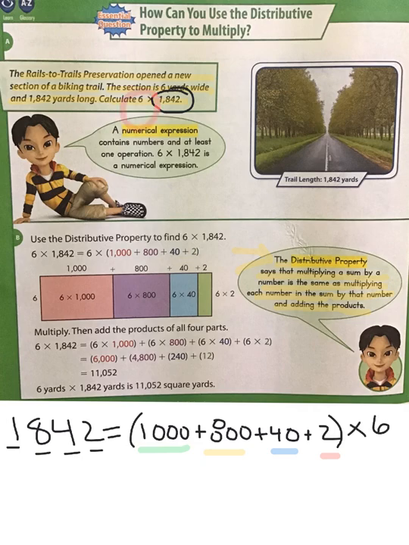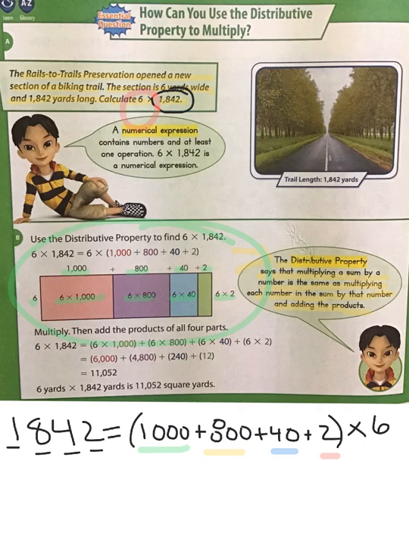Before we multiply, let's take a look at this little picture over here. When we broke apart 1,842, we have our 1,000 right here, our 800 right here, our 40 right here, and our 2 right here. And what we are going to do is multiply 6 by each of those numbers. So in this section right here, they're multiplying 6 times 1,000. And over here, we're multiplying 6 times 800. And then 6 times 40, and then 6 times 2.